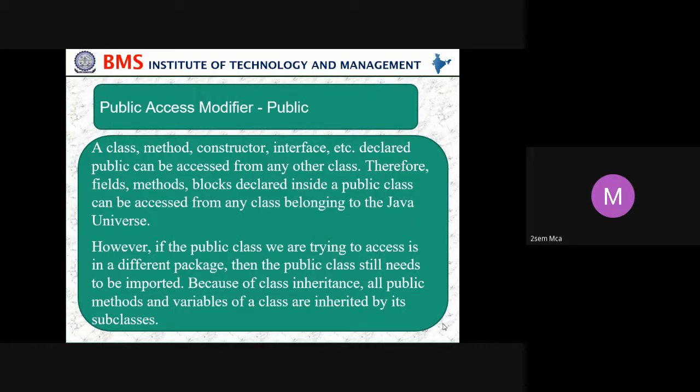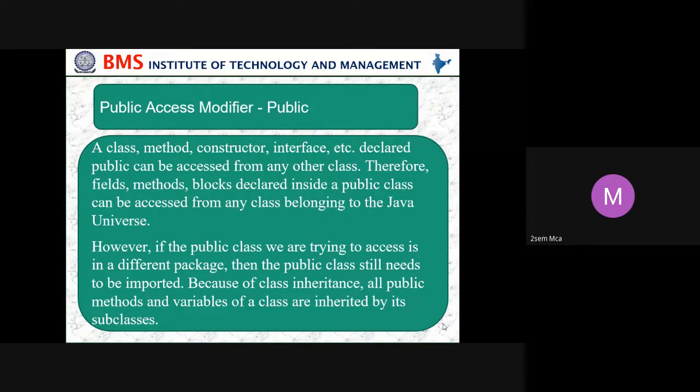Either you can give it for a class, or for a method, or a constructor or interface. Declared public, it can be accessed from any other class. Therefore, fields, methods, blocks declared inside a public class can be accessed from any class belonging to the Java universe.